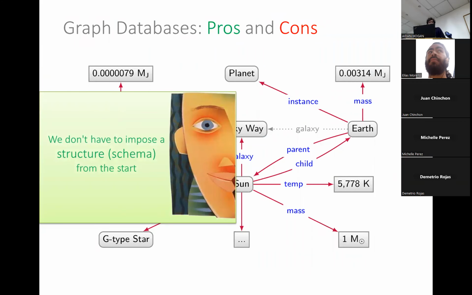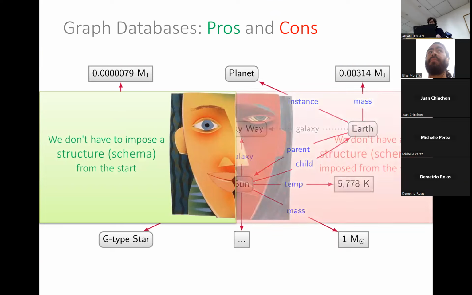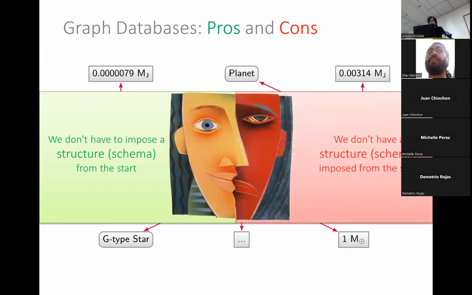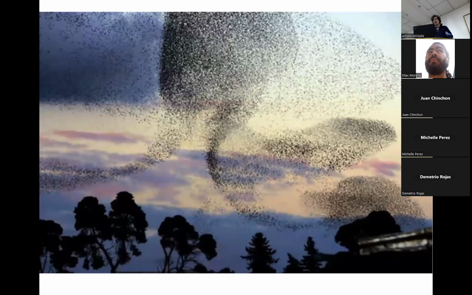In comparison with graph databases, the pros, we don't have to impose a structure or schema from the start, and you can probably guess the main con. The main disadvantage, that we don't have a structure or a schema imposed from the start. Yeah, so it's a trade-off. It's more flexible, but we're not following some high-level structure at every stage. So it's not that it has no structure, it's just that the structure is a bit more organic. It can evolve in a more natural way.